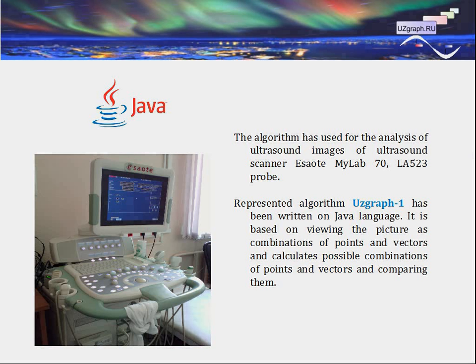The represented algorithm, Uzigraph 1, has been written in Java language. It's based on viewing the picture as a combination of points and vectors, and it calculates possible combinations of points and vectors and compares them.